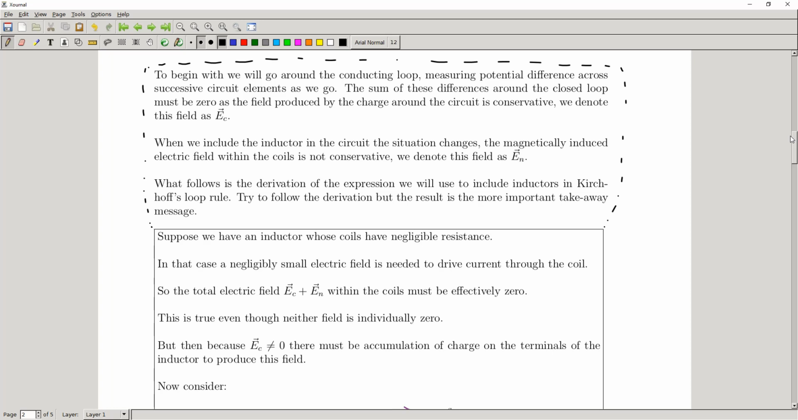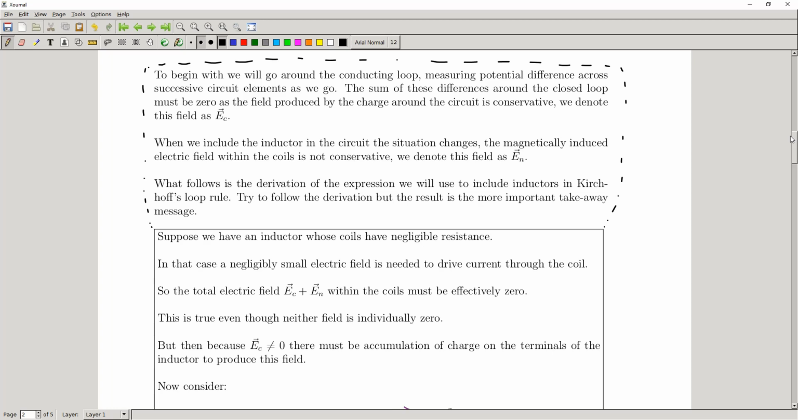Okay, so if we want to use Kirchhoff's loop rule on this stuff, we're going to begin by going around a conducting loop. This is what we would normally do when using Kirchhoff's loop rule. We're going to go around a conducting loop, measuring the potential difference across successive circuit elements, right? So we go over a resistor, we measure the potential difference across that. We go across a battery, same idea, depending on our directions. We're adding or subtracting these terms, and because our circuit is a loop, we know that all of our potential jumps need to add up to be 0 when we go around the full loop, right?